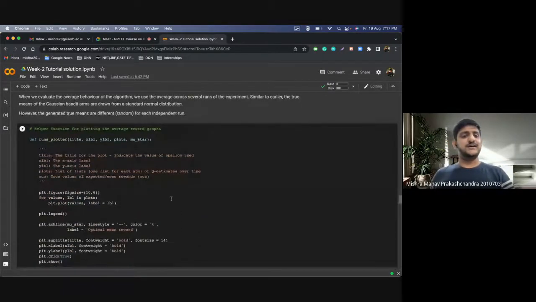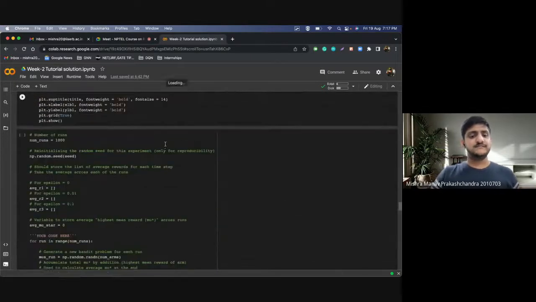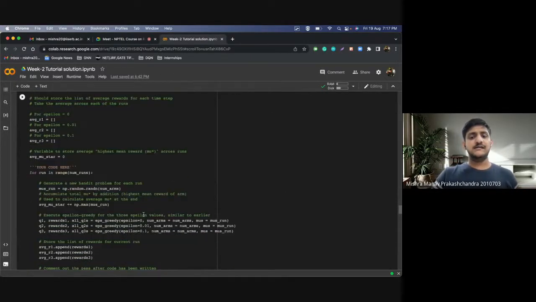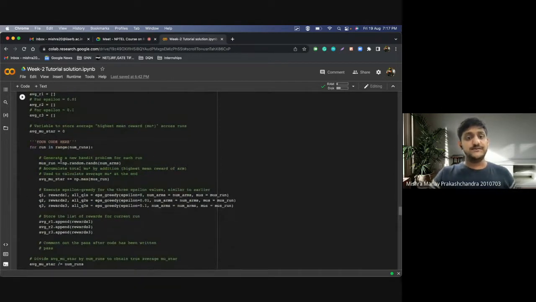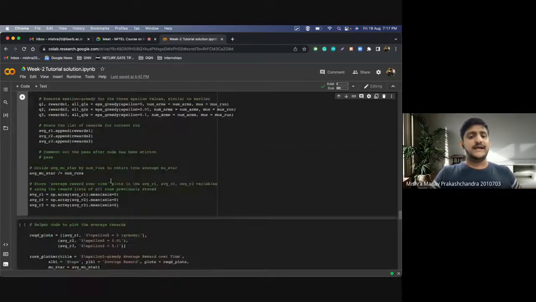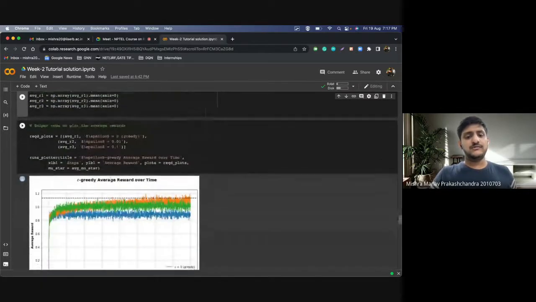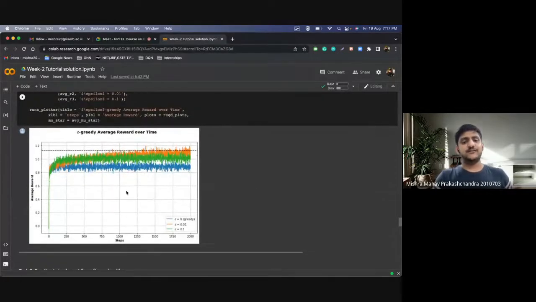Okay, so again you have a function for plotting the average reward graphs. You see here now the mu's are actually being put inside the for loop. Initially this variable mu was outside the for loop. Now it's inside the for loop, and now this is how the average reward for the epsilon greedy algorithm looks like.